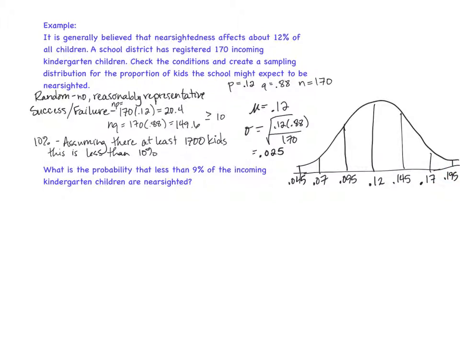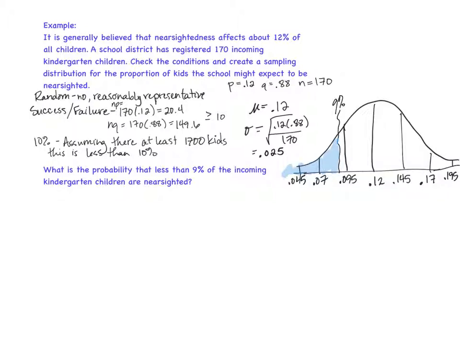The 9% that it's asking about, so what's the probability that less than 9% of incoming kindergarten children are nearsighted? 9% is roughly right here, then I'm looking for the probability that a sample would have less than 9, and we don't really worry about the less than or equal to thing. I know that gets people a little bit hung up, but we're looking at that probability of happening down there.